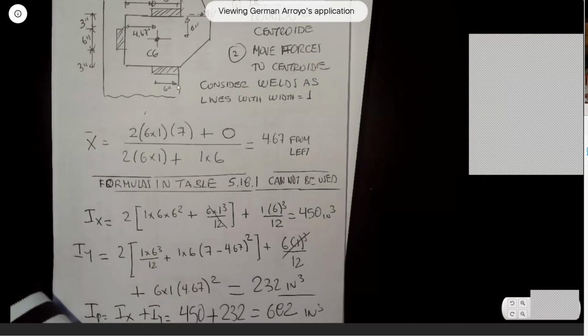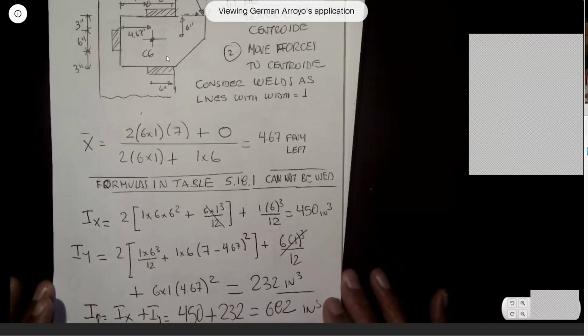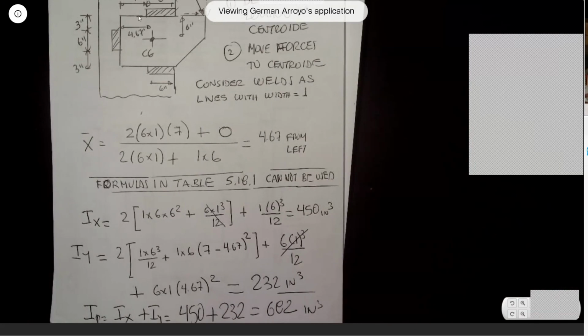To find I_y, I had 2 of this: the base 1 times the height 6 cubed over 12 is this one, plus the area 1 times 6. I need to move this to the centroid. From here, it has to be moved to this line. So the total distance is 7, and if I subtract 4.67, that gives me the distance to the centroid, squared.